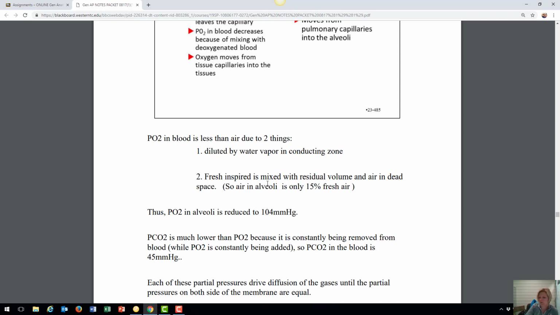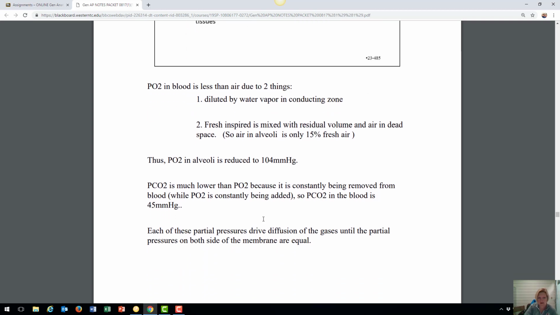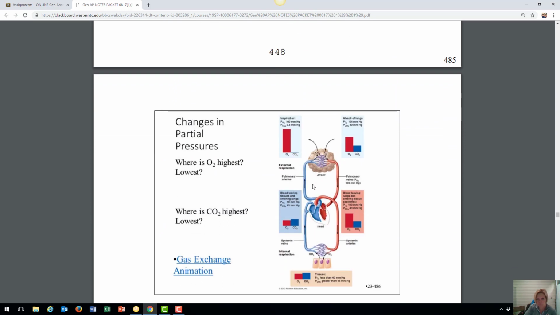So we are always going to find the pressure of oxygen in the blood is going to be a little less than the air. So if we look at this diagram here, we can see that oxygen comes in from the outside. The pressure of oxygen in the alveoli is 104. And then it drops a little bit as it's carried back to the heart to be distributed to the body because the lung tissue itself needs a little oxygen. So we see a slight drop from 104 to 100 as it enters the pulmonary veins.